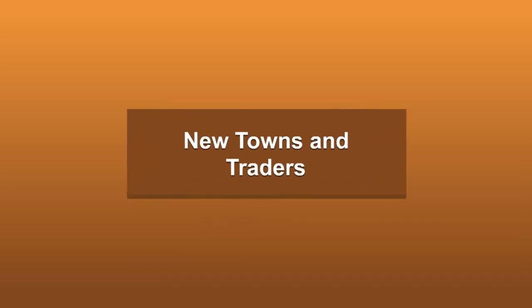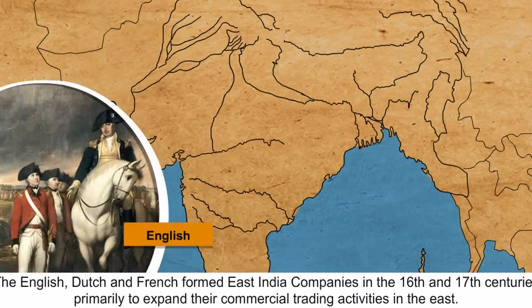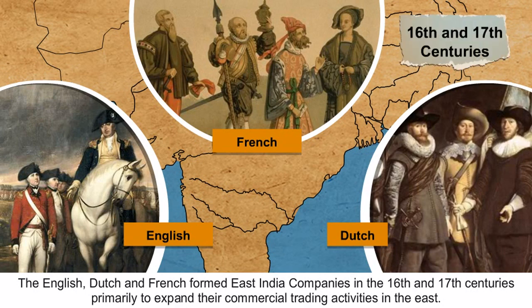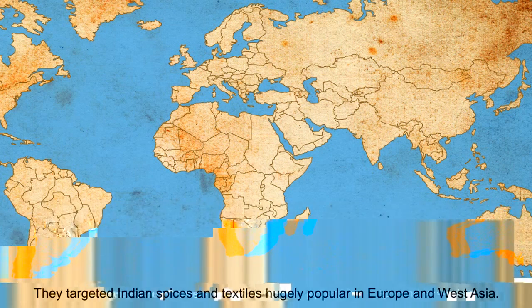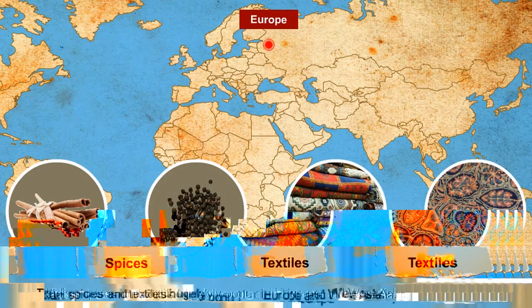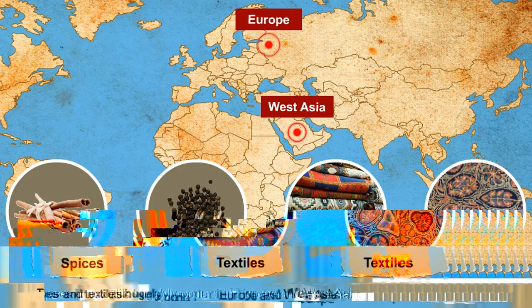New towns and traders. The English, Dutch, and French formed East India Companies in the 16th and 17th centuries, primarily to expand their commercial trading activities in the East. They targeted Indian spices and textiles, hugely popular in Europe and West Asia.